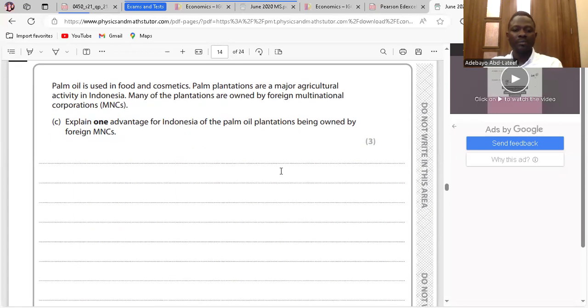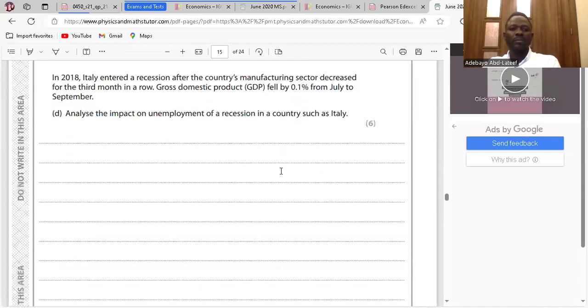Go to D. The case studies, they said, analyze the impact on unemployment of a recession in a country such as Italy. What is recession? Recession is the fall in the GDP of the country in 2 consecutive quarters. That is what recession is.